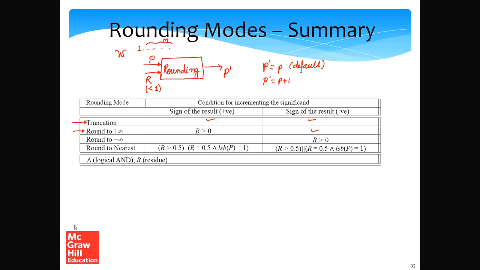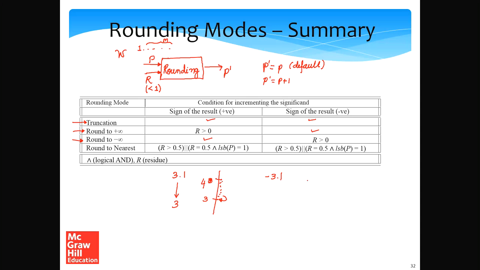Let's now talk about rounding to minus infinity, which means choosing the lower integer. So let's again take a look at 3.1 and minus 3.1. So in the case of 3.1, we need to round it to 3. So let me draw a number line. So let me have 4 over here and 3 over here. So all the numbers between 3 and 4 will get rounded to 3. So what we are doing is that when the sign of the result is positive, we are discarding the residue. So that's the reason we can do our default action here.